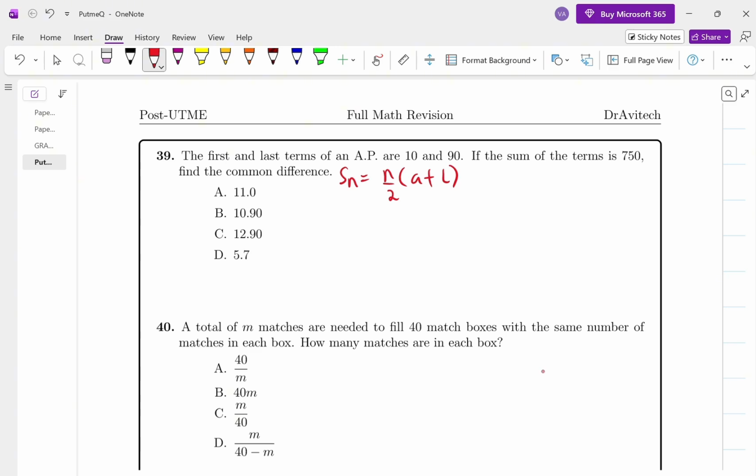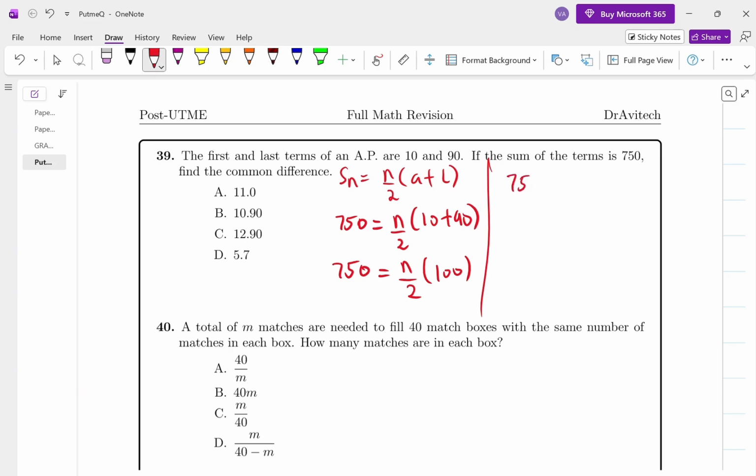So the sum of terms is 750. That's equal to n over 2 brackets 10 plus 90. So 750 equals n over 2 bracket 100. 100 over 2 is 50, so this will be 50n. To get n, we divide both sides by 50. So this gives us 15 equal to n.